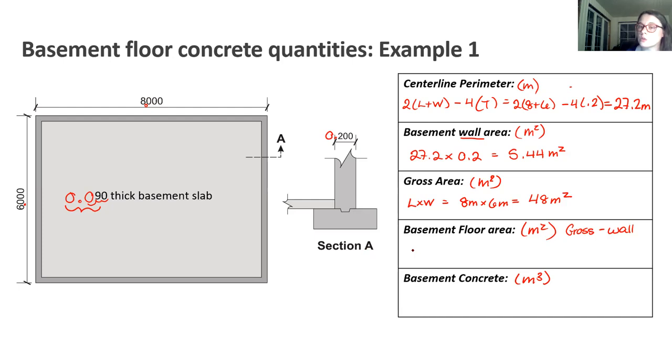Okay, so the gross area, which is 48 meters squared, minus the wall area of 5.44 meters squared, gives us a total of 42.56 meters squared. Now that we have that, we multiply by how thick the floor is. The thinner the floor, the smaller the volume we'll need. So you'll find the number often gets quite small because we're multiplying by decimals.